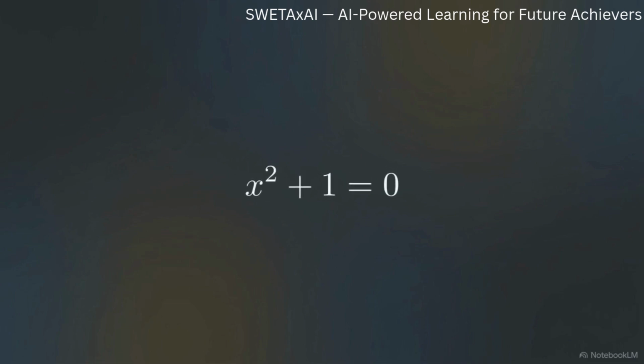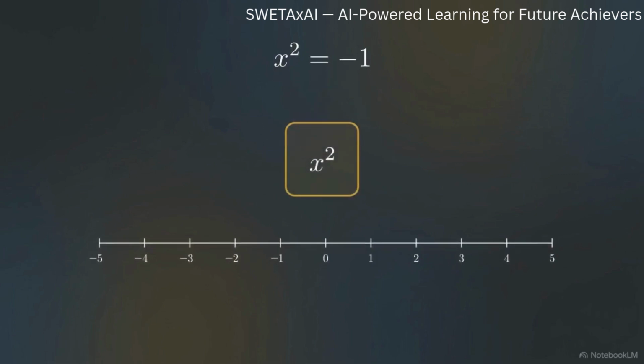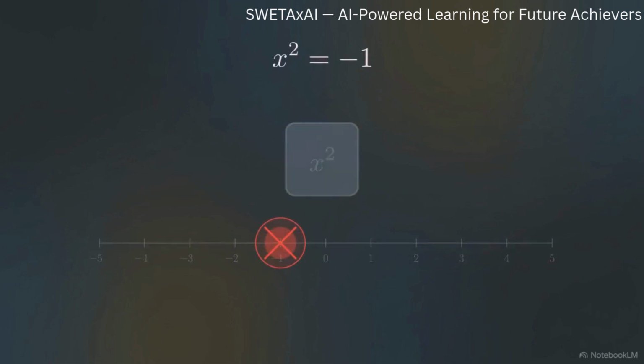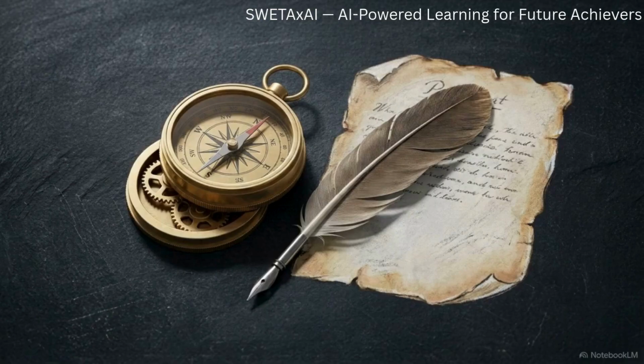If we evaluate the equation x squared plus 1 equals 0, isolating the variable gives us x squared equals -1. Within the standard real number system, this creates a roadblock. If you square a positive number, you get a positive result. If you square a negative number, the negatives cancel, and you still get a positive result. The equation remains unresolved. To solve this, mathematicians defined a new unit.